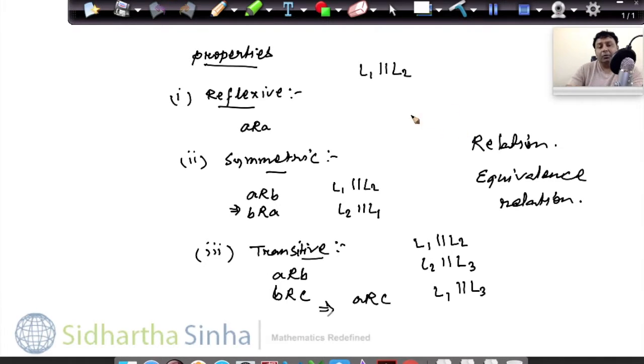Okay. Though it's very easy to understand through these small examples, when you see the question, they are not that simple. They won't ask you that L1 is parallel to L2. There is more to it. Huh? So let me explain that.